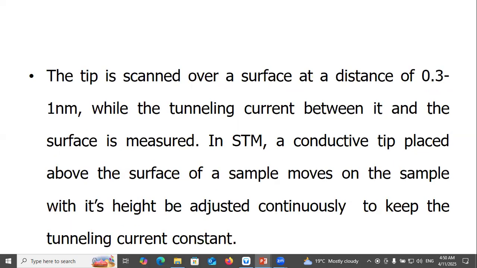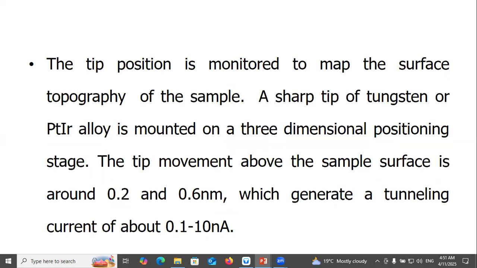The tip is scanned over a surface at a distance of 0.3 to 1 nanometer, while the tunneling current between it and the surface is measured. In a scanning tunneling microscope, a conductive tip placed above the surface of the sample moves on the sample with its height adjusted continuously to keep the tunneling current constant. The tip position is monitored to map the surface topography of the sample.